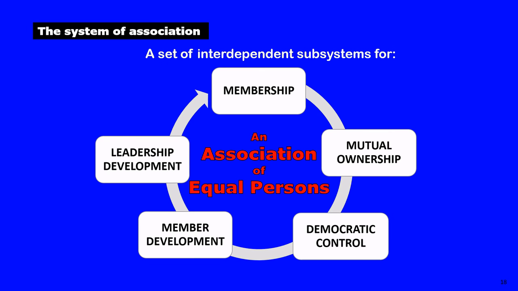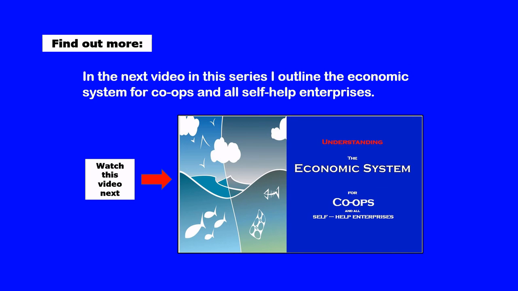This diagram seeks to illustrate the process to be followed in implementing the entire system of association, which, together with the practices outlined earlier, form the system of association. All the necessary practices to implement the system are detailed in the book Enterprises That Change Lives. In the next video in this series, I outline the economic system which is required in SHEs and explain the significance of the essential practices underlying this system.